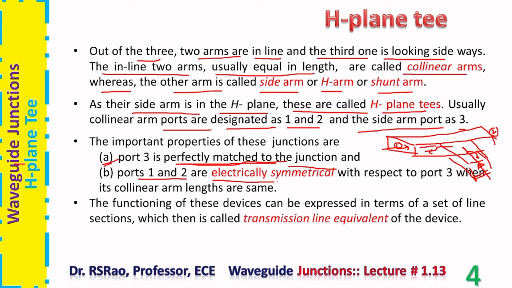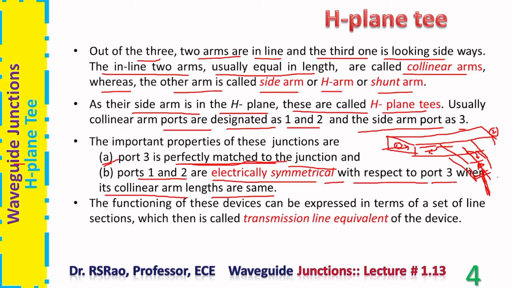Ports 1 and 2 are electrically symmetrical with respect to port 3 when its collinear arm lengths are same. See, there is physical symmetry. There is electrical symmetry. Physical symmetry is associated with appearance of the device. Electrical symmetry is associated with electrical nature of the device. A few words on physical symmetry. Let us suppose you are standing at port 3, sidearm port. If you look towards port 2, you see a thing which is the same as you see when you look towards port 1 while standing at port 3.